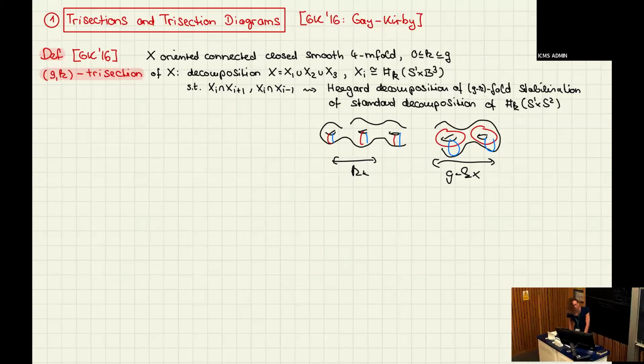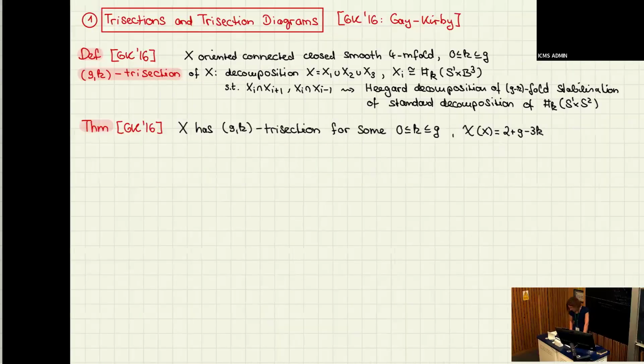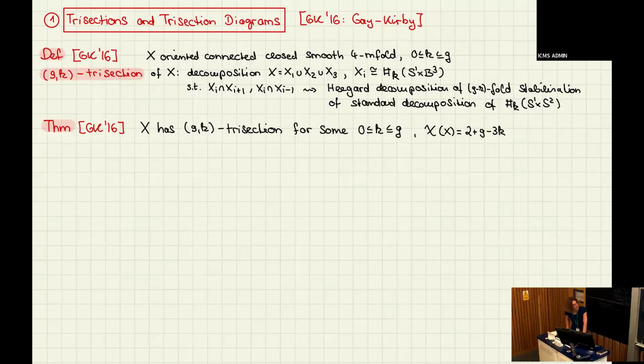Okay, so this sounds pretty abstract, but it can be made very concrete. First, one should note that every such four manifold has a (g,k) trisection for some k and g, where k is between 0 and g. And k and g are related by the Euler characteristic of the four manifold. This has been shown by Gay and Kirby.